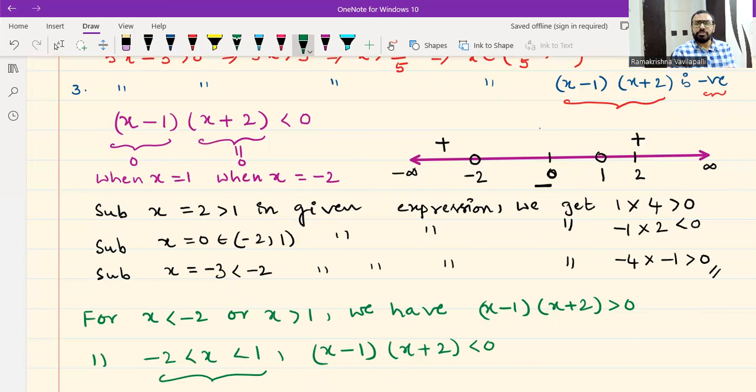This process you can apply for any kind of expression, whether it is a rational expression or simply a product of several linear factors. You see at what values of x each factor is 0, plot them on the real line. After that, you substitute any number greater than the rightmost. Okay, I'll take another example.